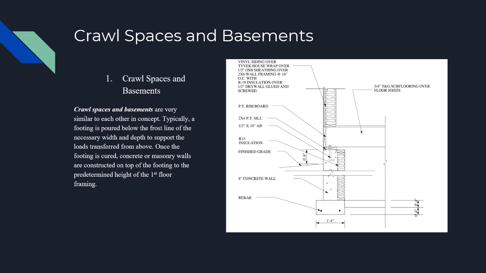Typically, a footing is poured below the frost line of the necessary width and depth to support the loads transferred from above. Once the footing is cured, concrete or masonry walls are constructed on top of the footing to a predetermined height of the first floor framing.